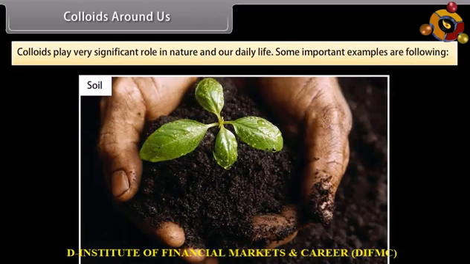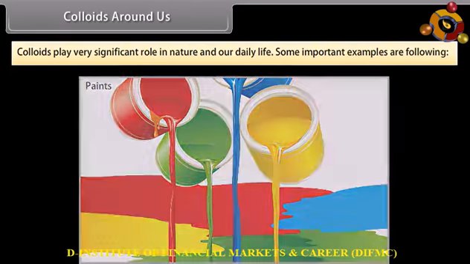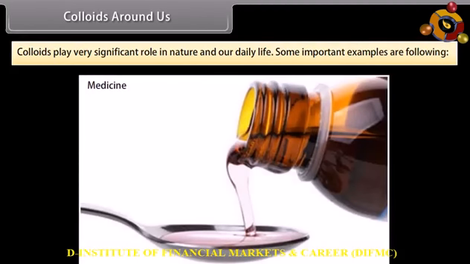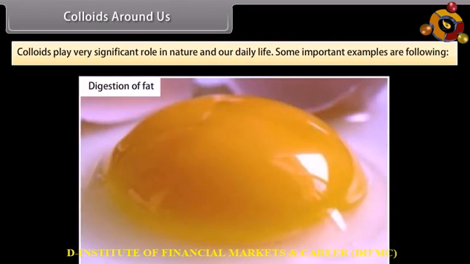Soils. Fertile soils are colloidal system, and on account of their colloidal nature, soils absorb moisture and nourishing materials for plants. Paints. All paints are colloidal dispersions of solid pigments in a liquid medium. Medicines. Many medicines are colloidal in nature. The medicines in colloidal form are easily absorbed by body tissues and are more effective. Digestion of fats. The digestion of fats is aided by emulsification.